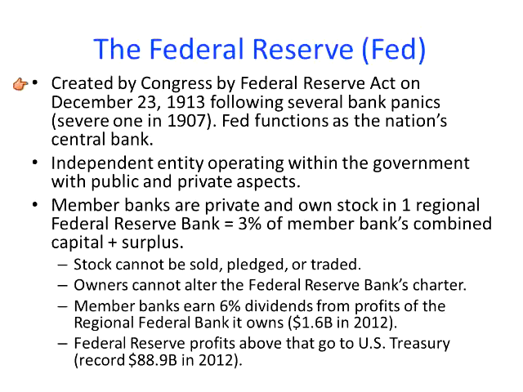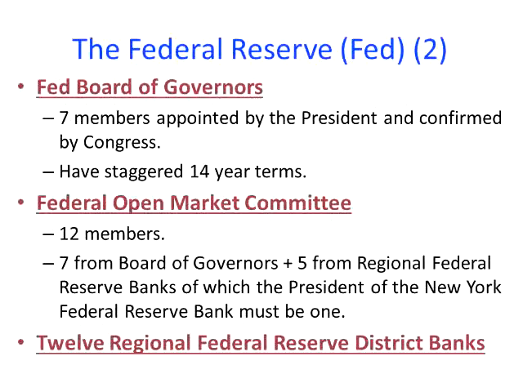You could learn it started back in 1913. It's an independent entity. How is it made up? One regional federal bank equals 3% of the members' banks combined and all that other stuff. You could read about these different numbers. That's just pure reading. How is it governed? Seven members are appointed by the president and confirmed by Congress. They serve an awfully long time, don't they? A 14-year term, staggered 14-year.